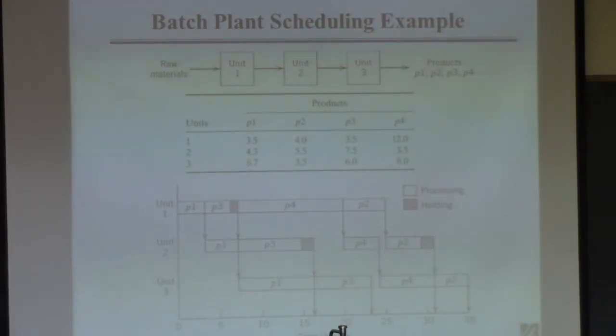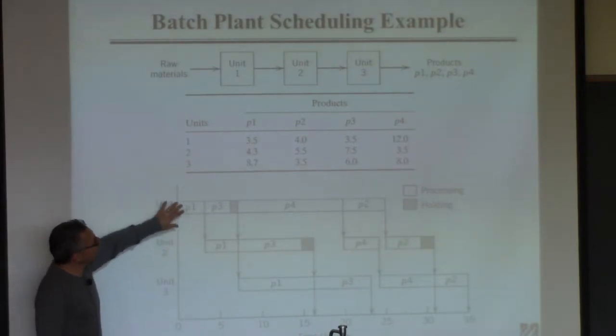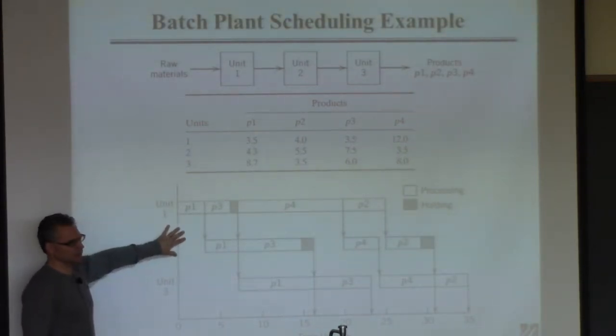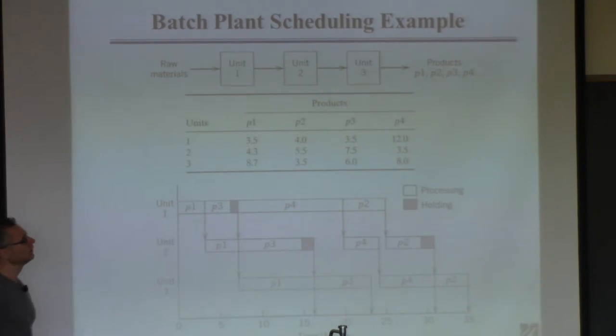Like you might say, how did someone come up with this? Well, this problem is simple enough that you can conceptually see that this makes sense. But when they get really complex, you have 10 different units and you're making 20 different products for 35 different customers, intuition doesn't work anymore. So in that case, you'd solve an optimization problem. But this should conceptually make sense. So this is the strategy here.